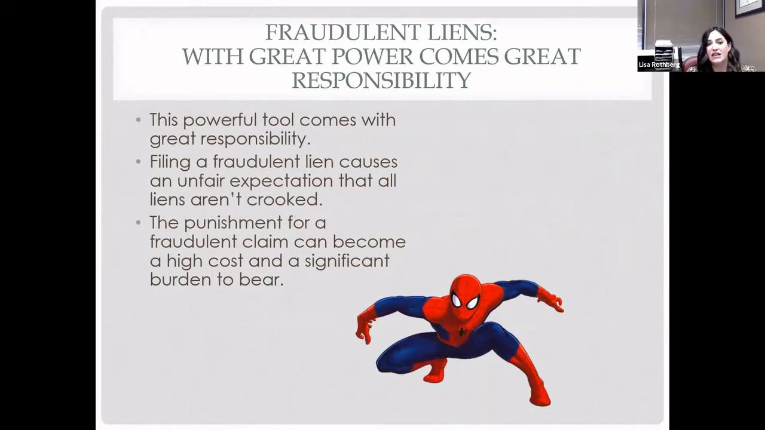Okay, I did want to talk a little bit about fraudulent liens because this was going to be the ethics portion. And so I said with great power comes great responsibility, because this tool that we have to actually file liens, you have to do them properly. We can't file liens and just hope for the best. We have to make sure that we are following all of the rules.